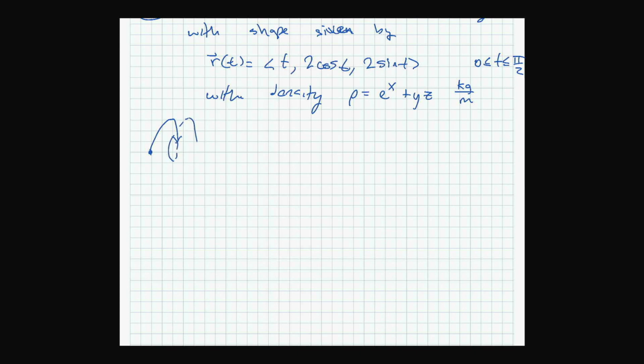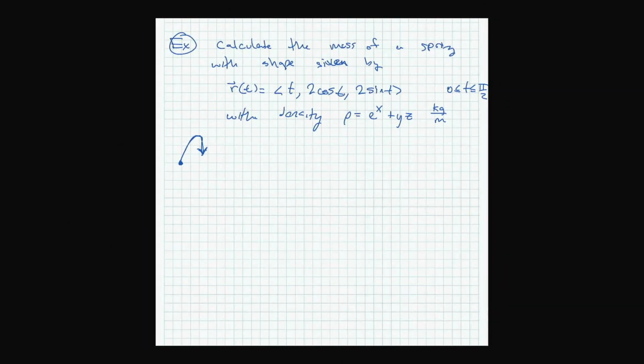Okay. And so you've got an arc there, because this is part of a helix, right? But we've only got part of the helix. So it's just a curve of wire. And again, this is going to be super straightforward. You need your r, but it was already given for us, so we don't have to do anything. You compute your r prime, which is 1, negative 2 sine t, 2 cos t.